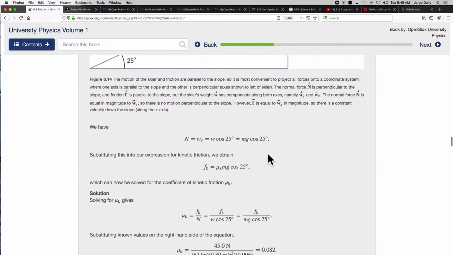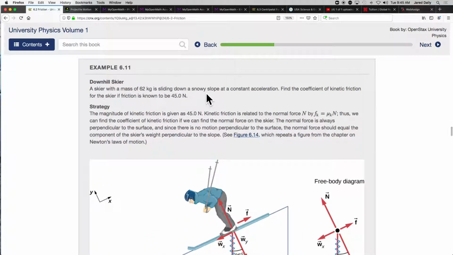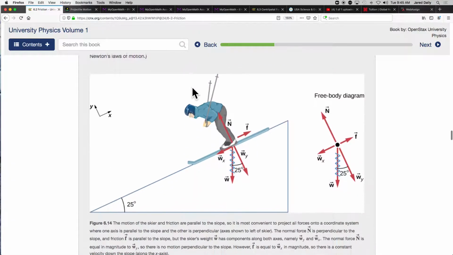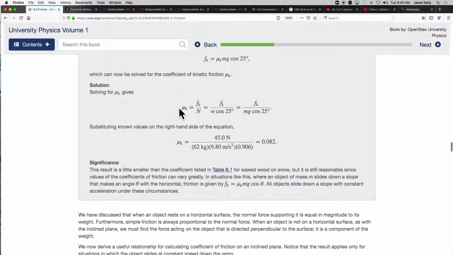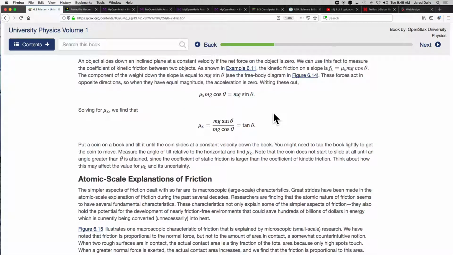However, in this problem, they don't give us the kinetic coefficient of friction. Here they actually want us to calculate that kinetic coefficient of friction. They tell us the friction is 45, and they want us to find mu. So we go ahead and solve for mu and plug in 45 newtons, and we get 0.082, which is pretty normal for a skier. Probably needs to put a little wax on his skis.